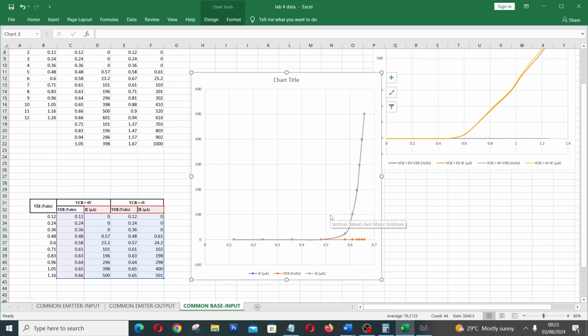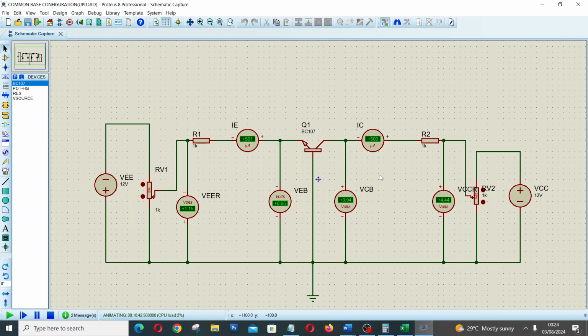The way you find the input characteristic and its parameters is the same way you will find the output parameters, except that for the output, instead of varying this to keep this constant, you now keep IE constant, just like what we did in the output characteristic of the common emitter. I suggest you try to do that on your own and get the values.